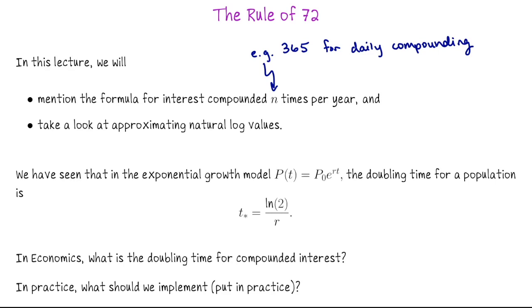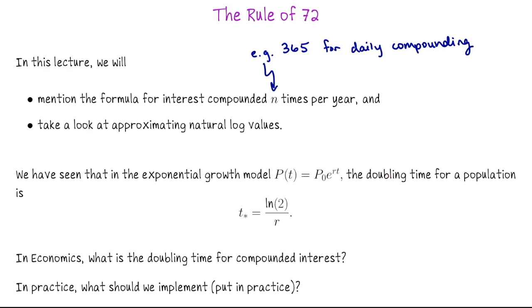Okay, so we're going to work with that formula. And what we're going to ask ourselves is, how long would it take some amount of principal to double? We'll have an exact measurement for that, and then we'll do some rounding, some estimating, approximating with the natural log function in order to derive this famous rule of 72.